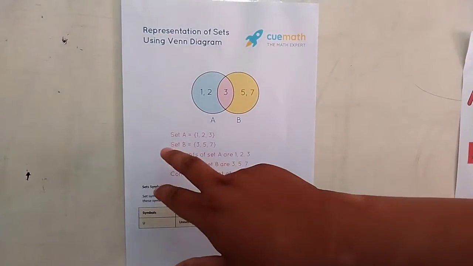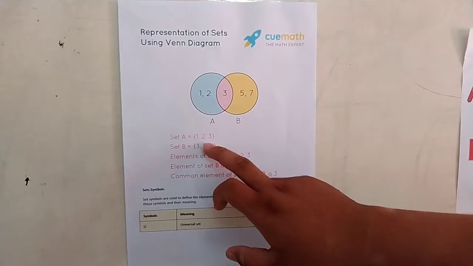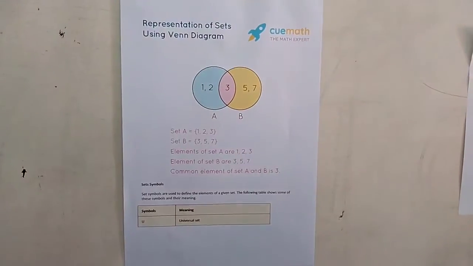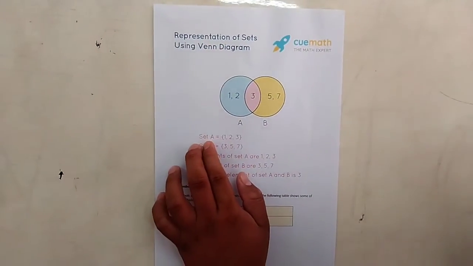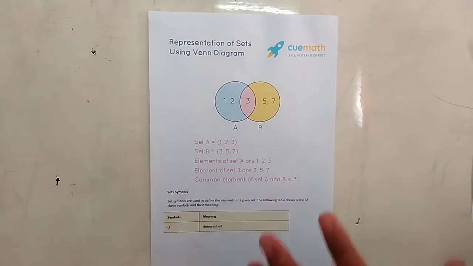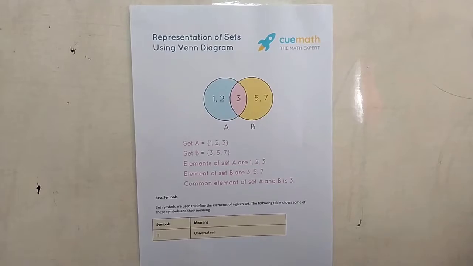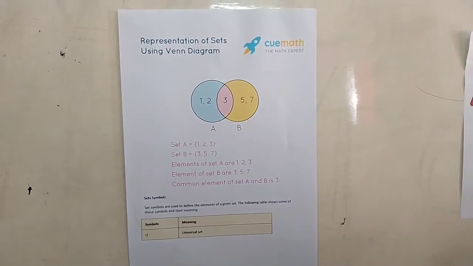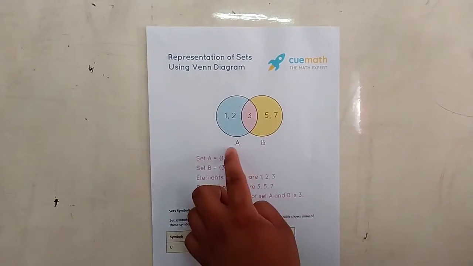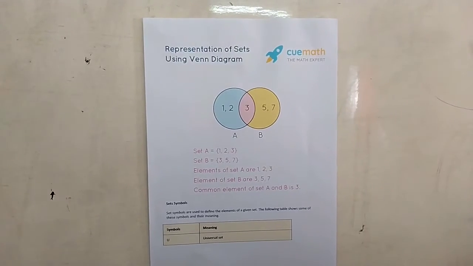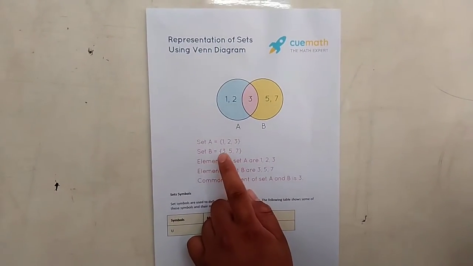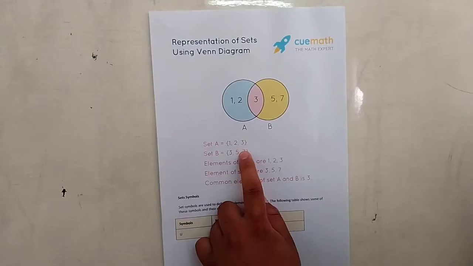So set A is equal to, the elements of set A are 1, 2, and 3. The elements should be put inside the curly brackets. Did you get it? And then for set B, we have the elements 3, 5, 7.